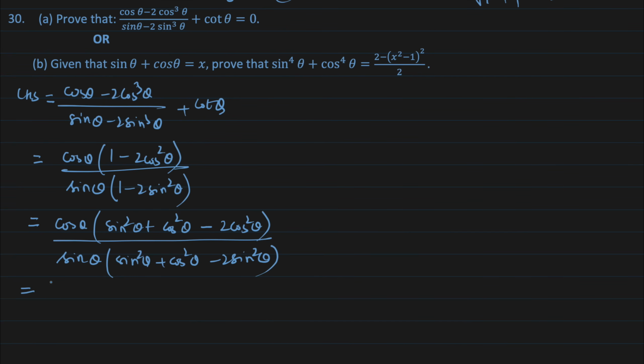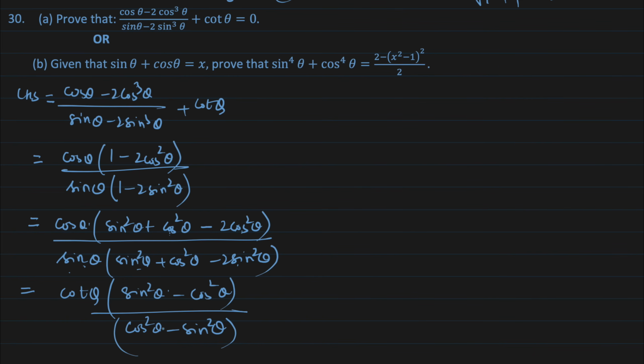Okay, now cos by sine, this changes to cot theta, right? Okay, let me write what will happen here. Sine square theta minus cos square theta. Okay, because cos by sine I change to cot. Here cos square minus 2 cos square. Here sine square minus 2 sine square. So this is cos square theta minus sine square theta.